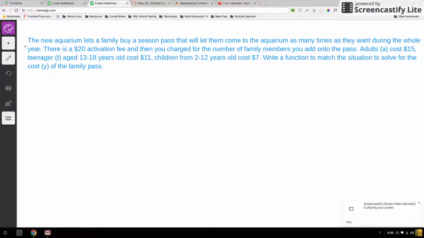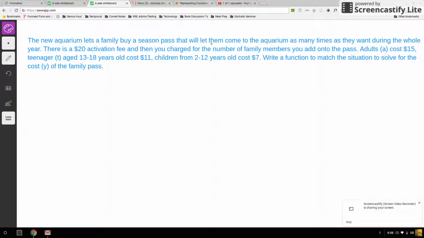So it says, the new aquarium lets a family buy a season pass that will let them come to the aquarium as many times as they want during the whole year. There's a $20 activation fee, and then you are charged for the number of family members you add on to that pass. Adults cost $15 to add on. Teenagers aged 13 to 18 years old cost $11 to add on, and children from ages 2 to 12 cost $7 to add on. Write a function to match the situation to solve for the cost of the family pass.